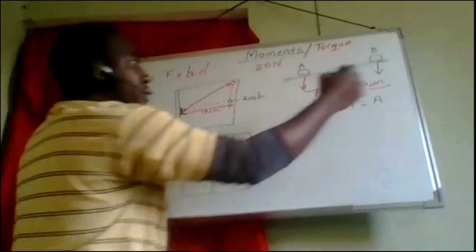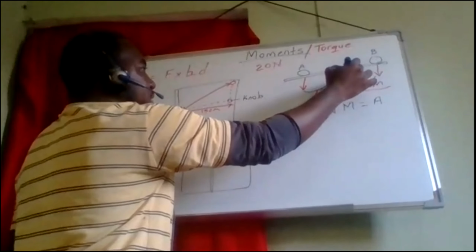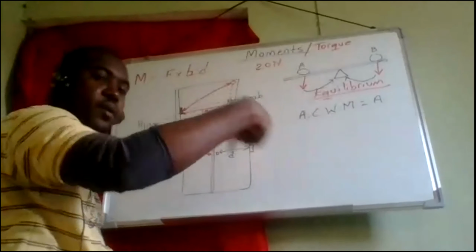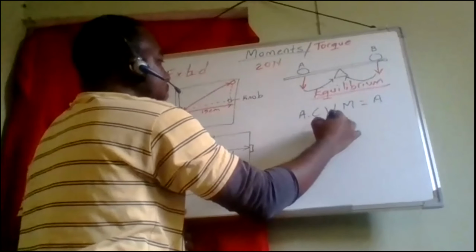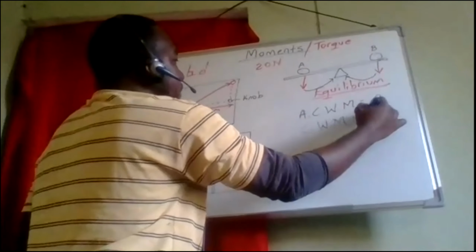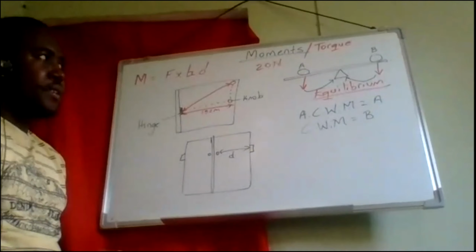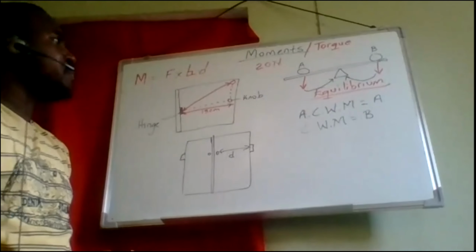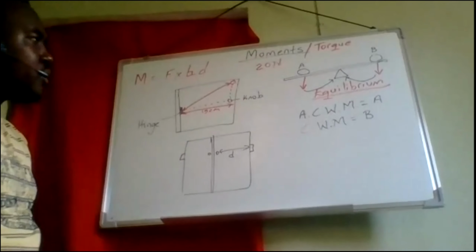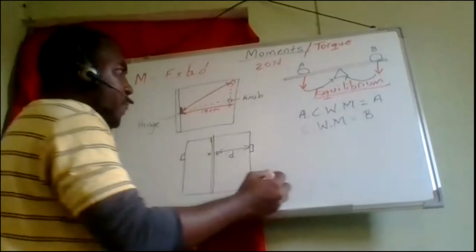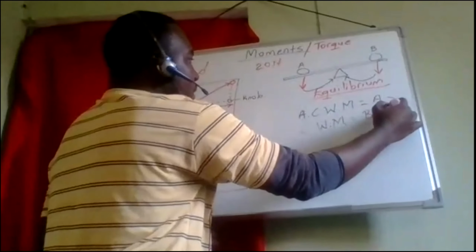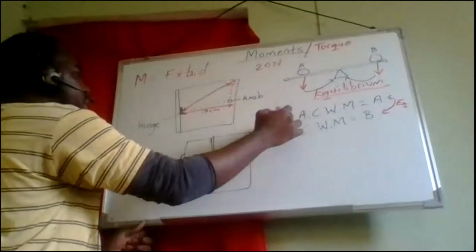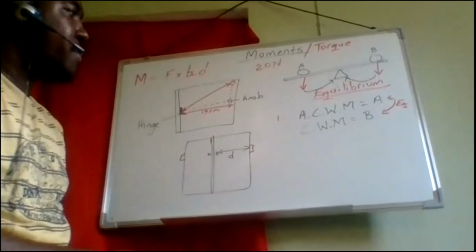And if we do the same for B, we connect it to the pivot point, and we notice it's going in a clockwise direction. So the clockwise moment is caused by object B. That's how you know which one is clockwise and which one is anti-clockwise. In this case, these two will be equal, and that's one criterion for the seesaw to be balanced.